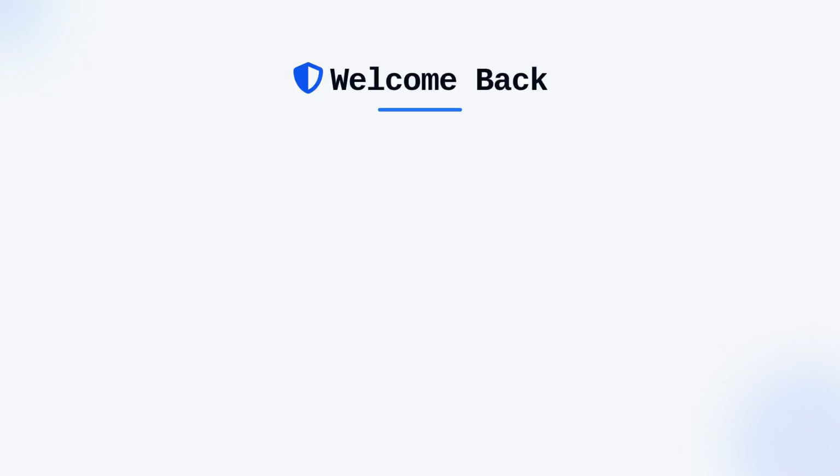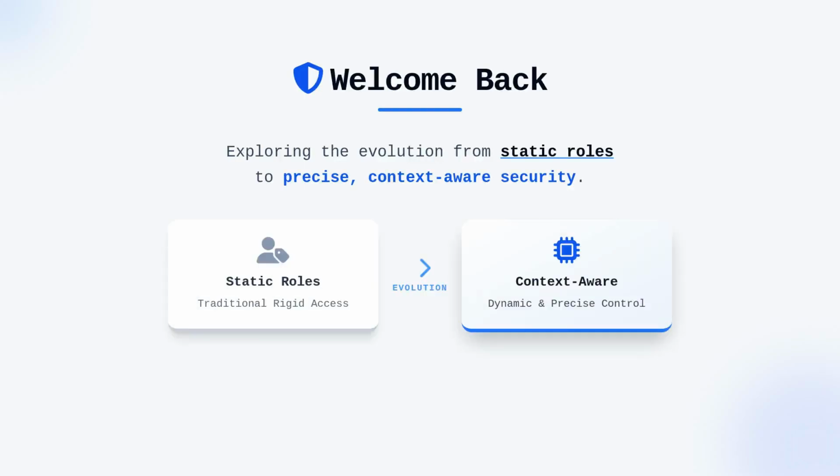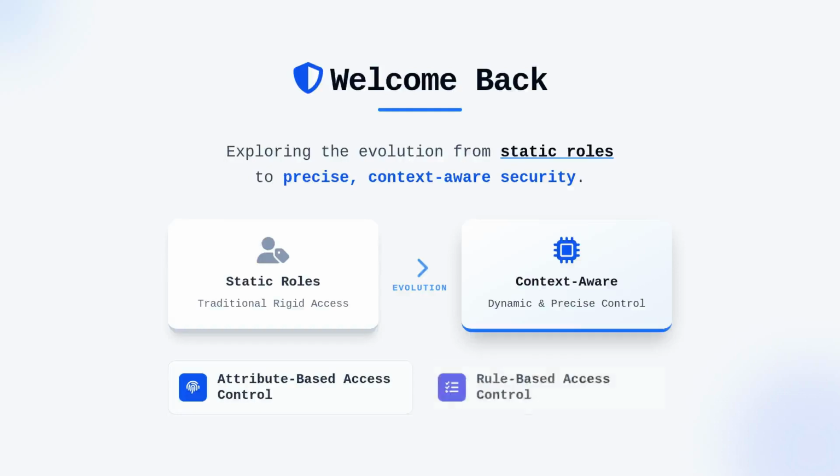Welcome back. In this chapter, we explore how modern systems move beyond static roles to achieve precise, context-aware security through attribute and rule-based access control models.